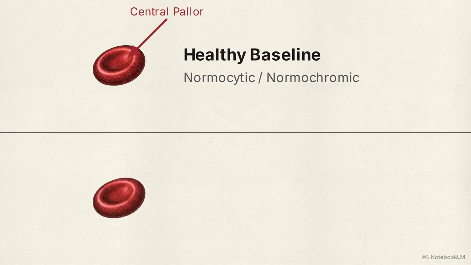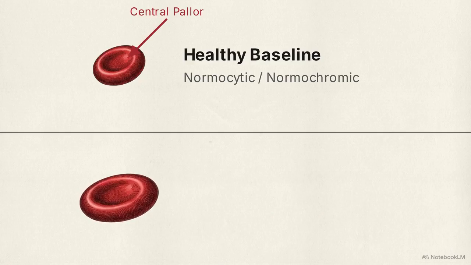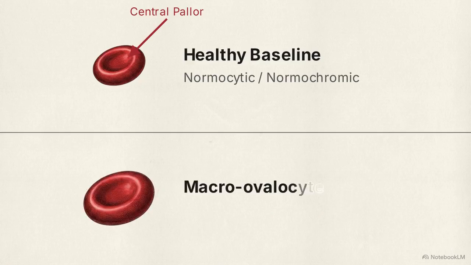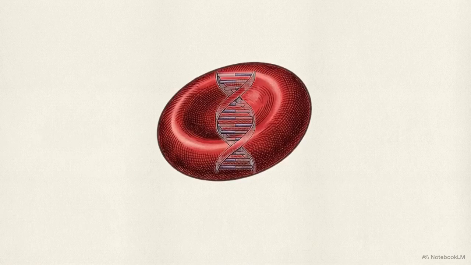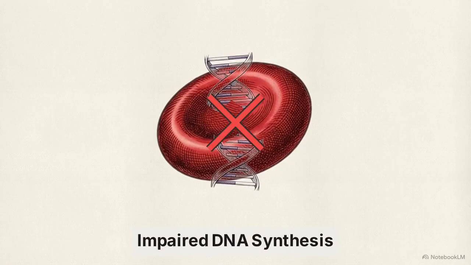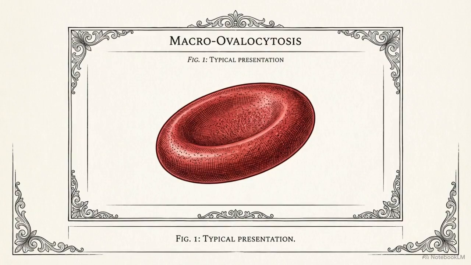Contrast that presentation with the exact opposite structural anomaly, a cell that is significantly enlarged and distinctly misshapen into a stretched oval. These are macro-ovalocytes. When a red blood cell takes this enlarged oval shape, it indicates an underlying impairment in the body's DNA synthesis pathways during cell maturation. The presence of macro-ovalocytes indicates a clinical etiology of severe vitamin B12 deficiency.